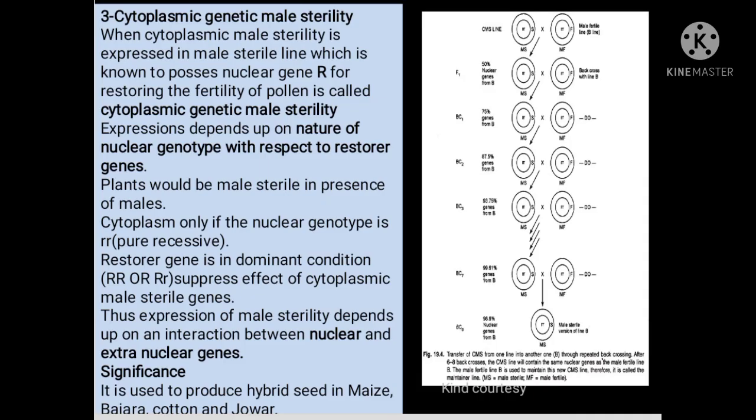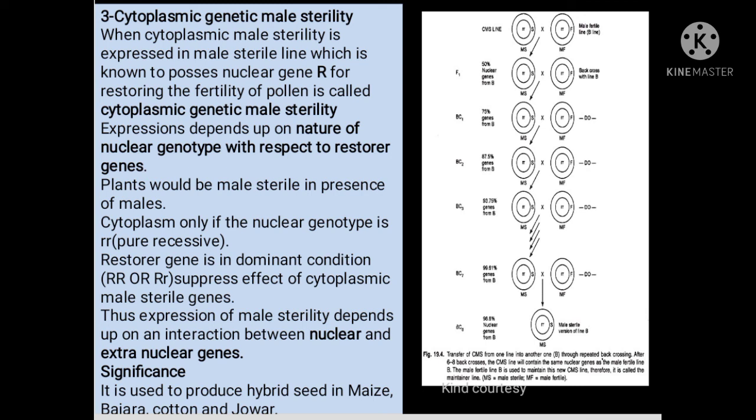The third type is cytoplasmic genetic male sterility. When cytoplasmic male sterility is expressed in a male sterile line which is known to possess a nuclear gene, that is capital R, for restoring the fertility of pollen, it is called cytoplasmic genetic male sterility. The expression depends upon the nature of the nuclear genotype with respect to restorer genes.